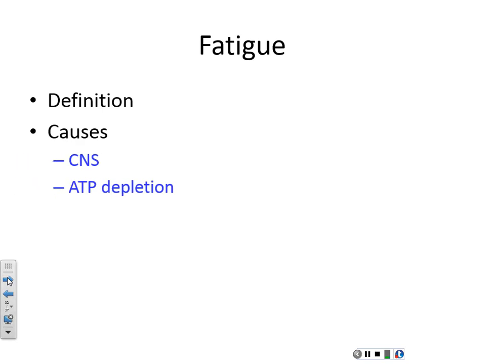So fatigue is the inability of a muscle to contract. And it can happen two ways. How do you spell psychology? Psychological.